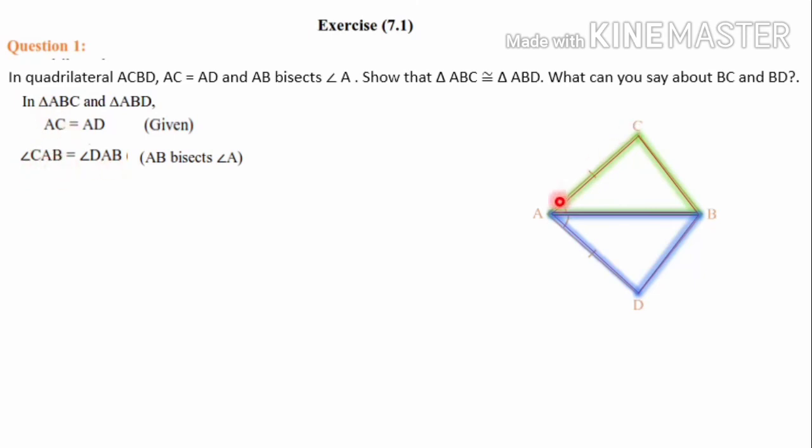So AC is the side and angle CAB is the angle. Now when you look at the diagram here, the line segment AB is common for both the triangles. In triangle CAB also, for triangle DAB also, AB is there, AB is common. So we can say that AB equal to AB. In the first triangle also AB is there, and the second triangle also AB is there. So we can write it as common.